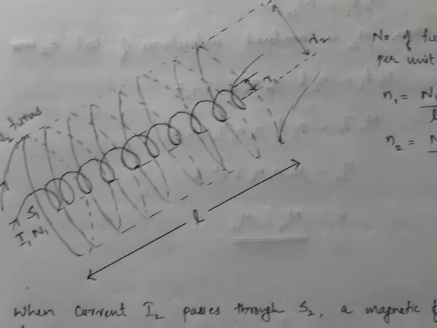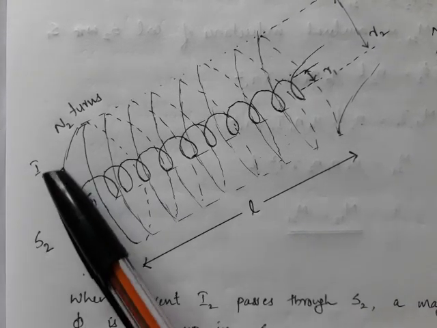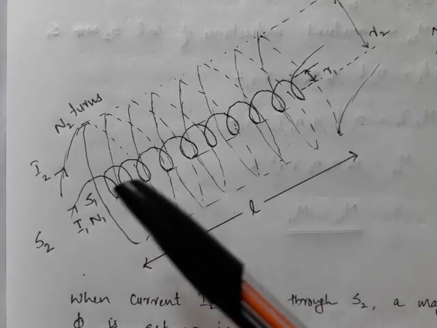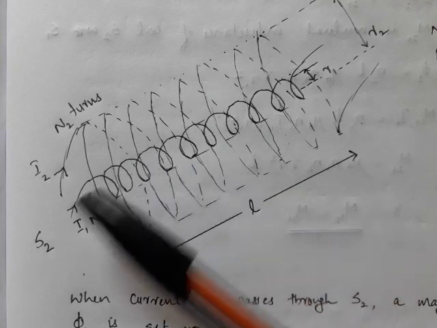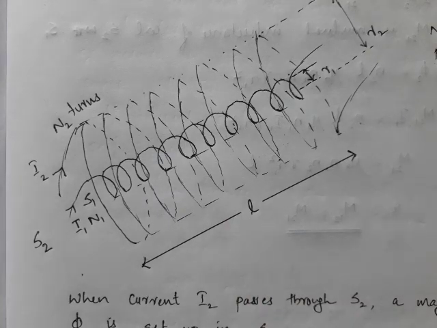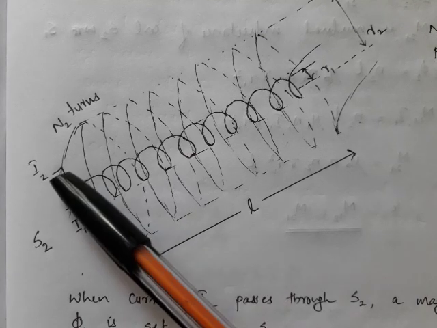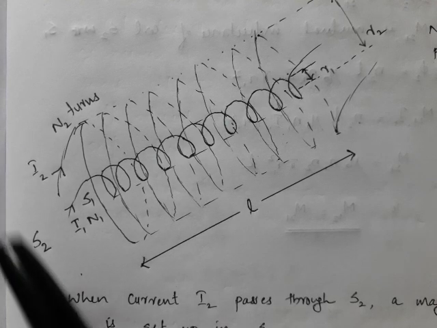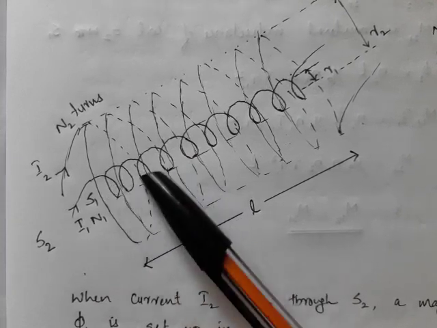Now, when there is current I2 passing through the second coil S2, a magnetic flux is created in S1. Because of the current flow in the S2 coil, there is a flux set up in S1. This flux inside coil S1 is directly proportional to the current I2 in S2. So the more the current in S2, the more the flux in S1.